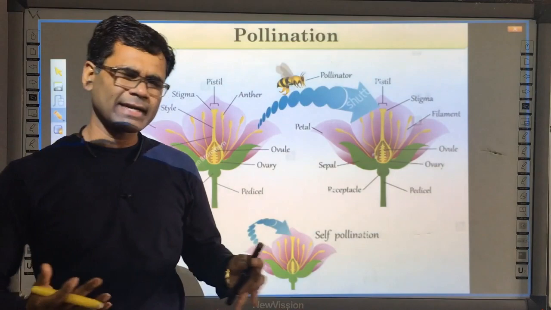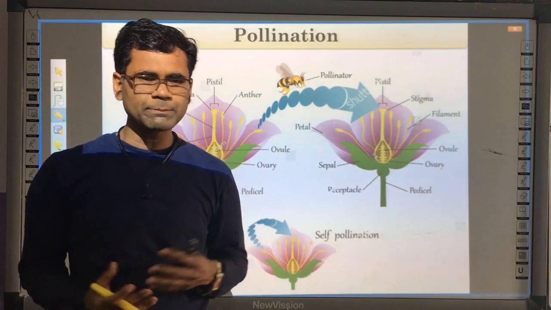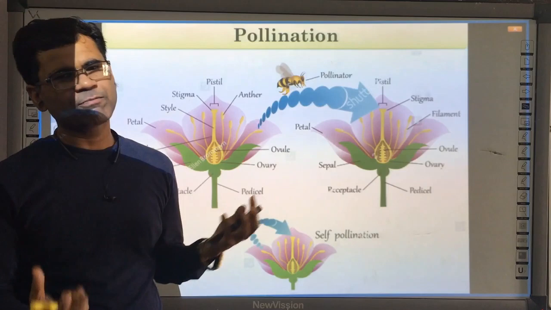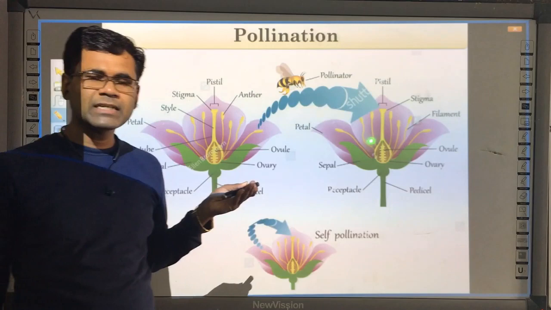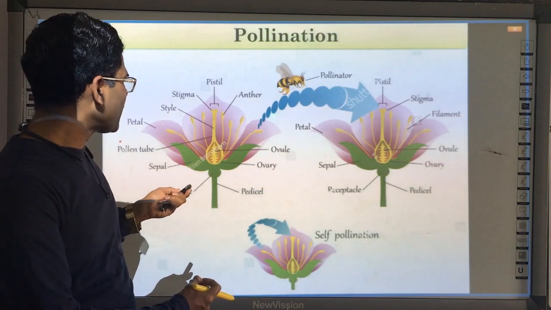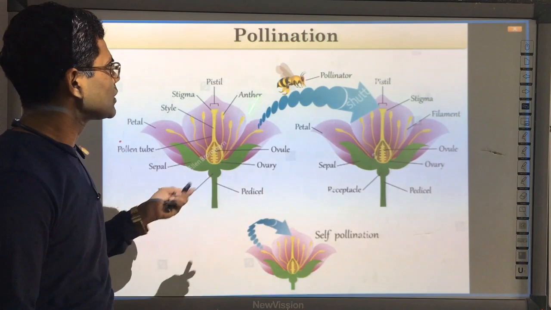Well, in our previous topics, we have already studied that pollination is basically of two types. Yes, pollination is basically of two types. One is called self-pollination, another one is called cross-pollination. If you see here, this is called cross-pollination. In cross-pollination, the transfer of pollen grain takes place from the anther of one flower to the stigma of another flower. This is called cross-pollination.